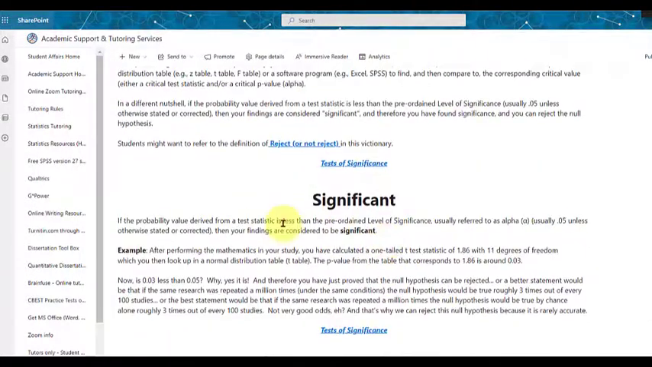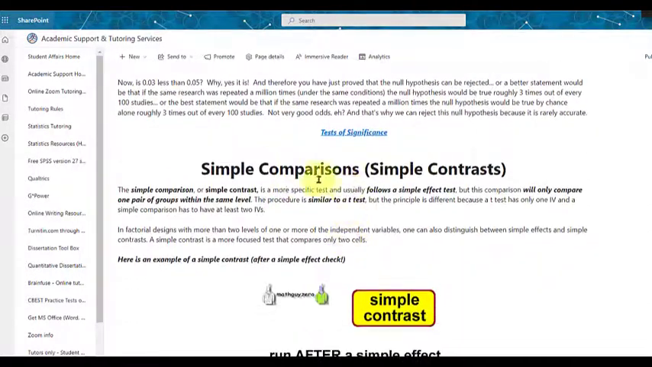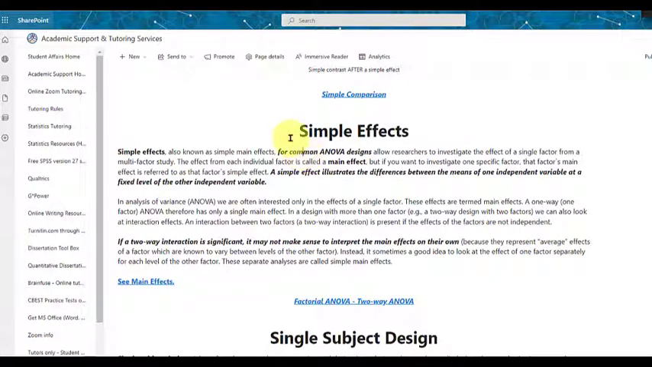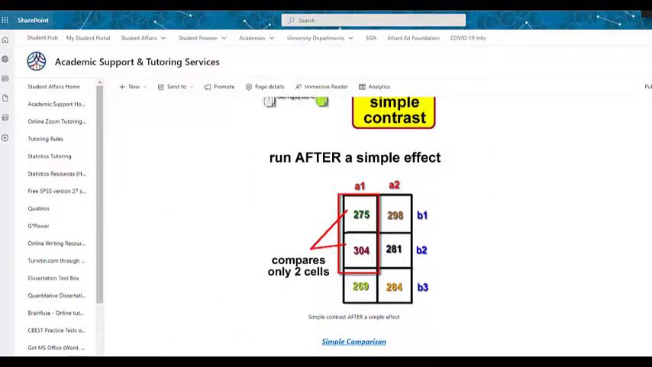Significance, the holy grail of statistics. Simple comparisons, not the same as simple effects. There's simple effects. So it breaks it down into every single vocabulary word that you don't get. If you find one, let me know. I'll put it in there. Now, that was the vocabulary approach.